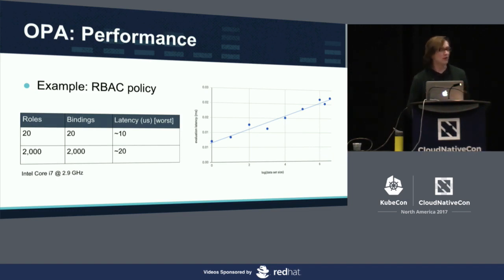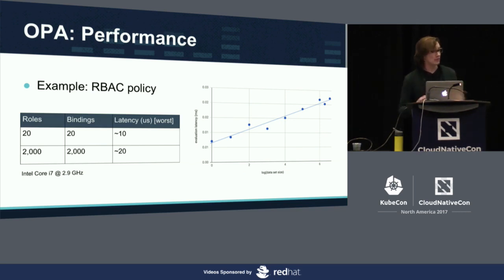Now, obviously, if you're thinking about enforcing access control in HTTP APIs or message brokers, your performance is going to be absolutely key. And so this is something that we've designed for from the very beginning of the project. And so, for example, if you take OPA and you try to use it to enforce a role-based access control policy, where the policy basically has to search for bindings that match the authenticated user and then find roles that match those bindings, you see latencies of around 10 to 20 microseconds in the worst case.